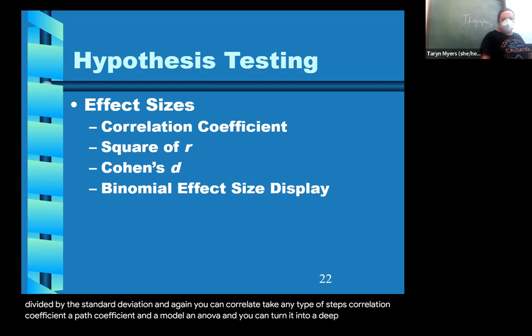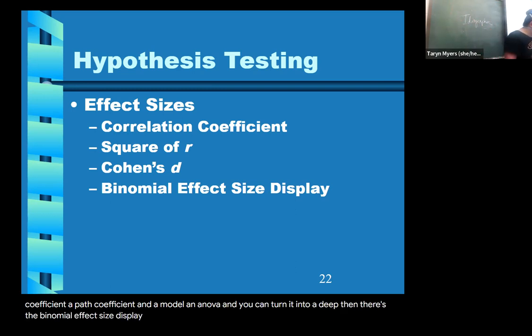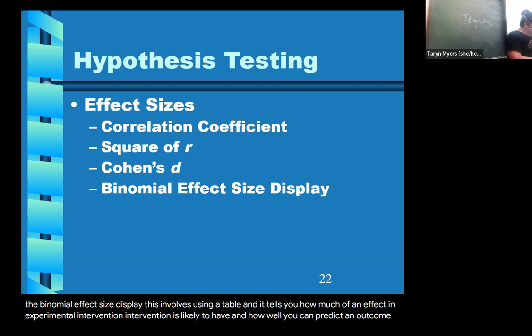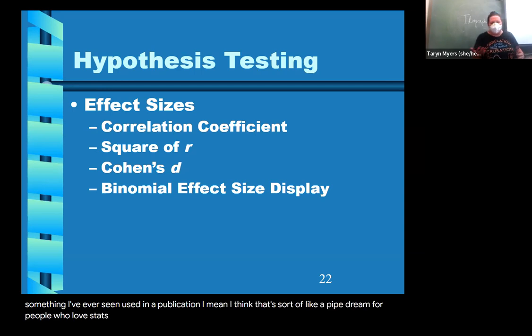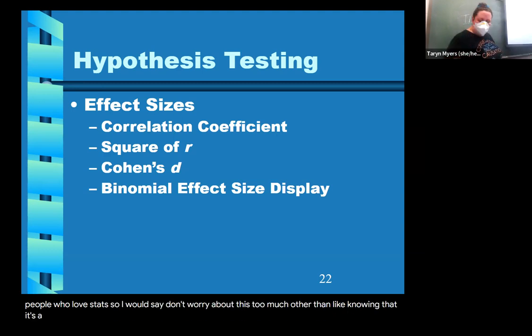Then there's the binomial effect size display. This involves using a table, and it tells you how much of an effect an experimental intervention is likely to have and how well you can predict an outcome from individual measurement of difference. Funder explains this in great detail. This is not something I've ever seen used in a publication. I think it's sort of like a pipe dream for people who love stats. So I would say, don't worry about this too much other than knowing that it's a table in a complex method.